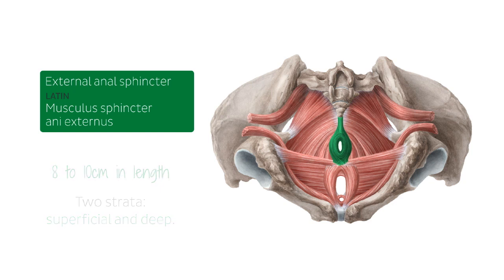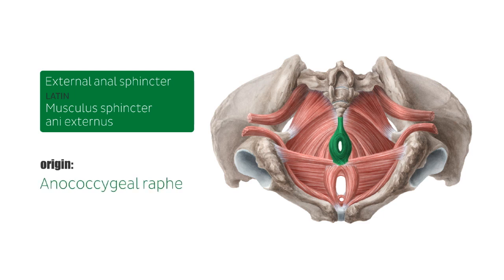There's also an origin and insertion that we would like to mention here in this tutorial. The origin point for the external anal sphincter is going to be the anococcygeal raphe, and then the muscle is going to insert on the central tendon of the perineum, which is a structure that we're going to be covering here in this tutorial, so keep that in mind.